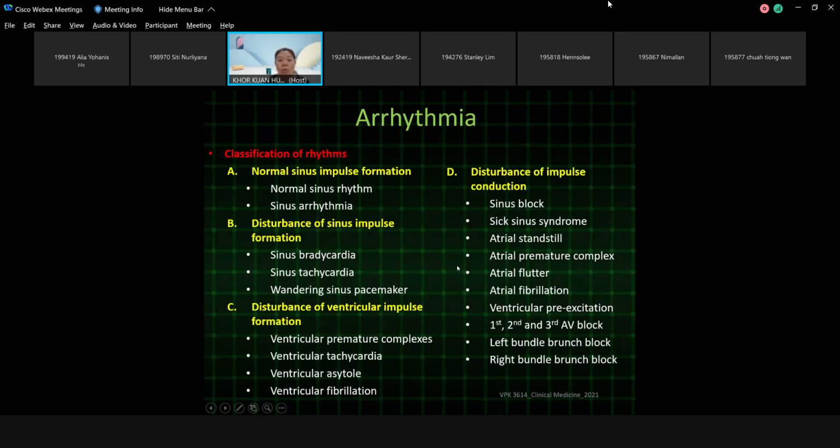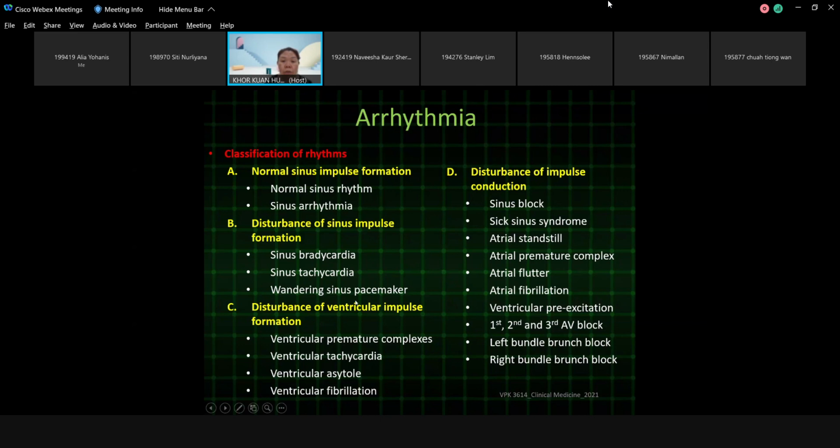Okay, now you're gonna cry. There's a lot of different arrhythmias, and these are some of those that, in veterinary medicine, you will need to know. The rest of it is beyond us, all right? Now, it can be normal sinus rhythm, or sinus arrhythmia. If there is a disturbance in the sinus impulse, you have sinus bradycardia, sinus tachycardia. I know of one student who had a wandering sinus pacemaker as well. Okay, not very common in animals, but more common in humans lah.